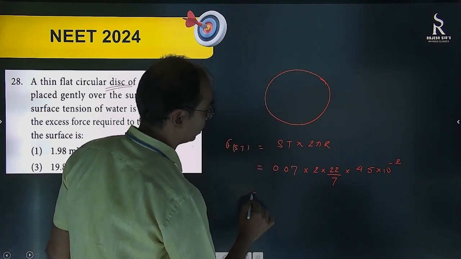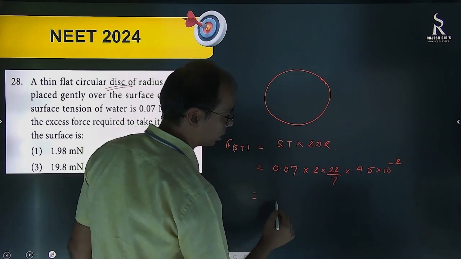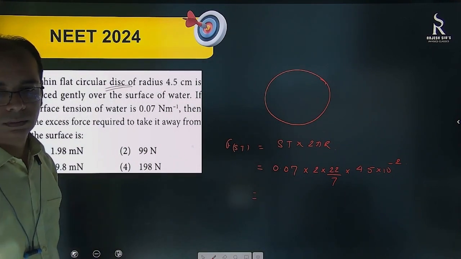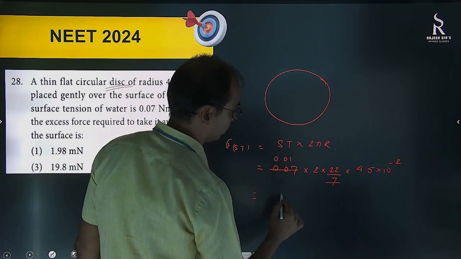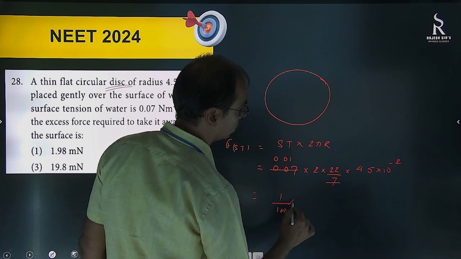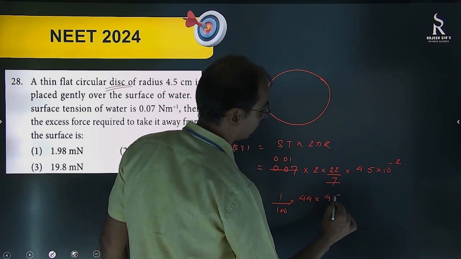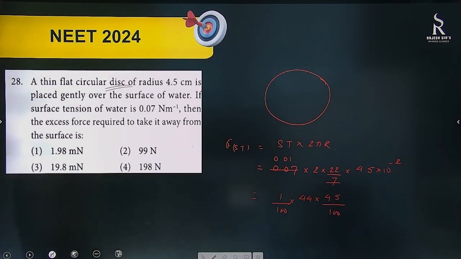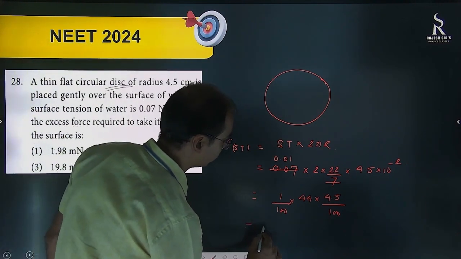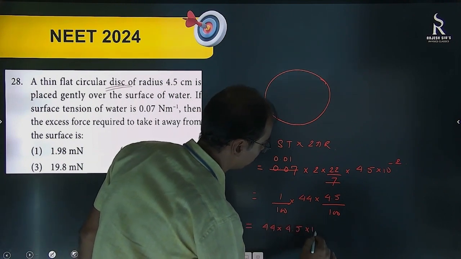So what do we have now? 0.07 means 1 by 100. This 7 we can cancel now. Now this is 1 by 100 into 44 into 4.5, and this is also 100, so 10 to the power minus 4 is there. So 44 into 4.5 into 10 to the power minus 4.